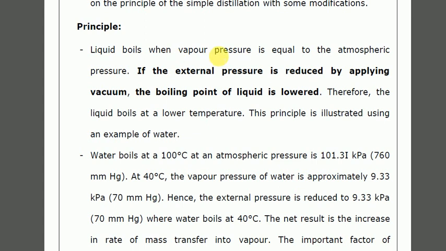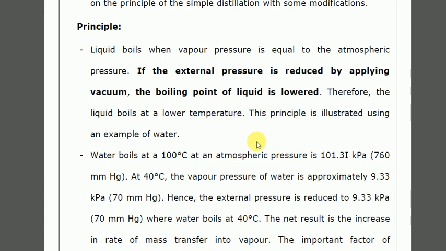Liquid boils when vapor pressure is equal to the atmospheric pressure. This is the basic logic and this is the base of distillation. Vapor pressure equal to atmospheric pressure will boil the liquid. Okay. If external pressure is reduced by applying vacuum, now what is the external pressure? The atmospheric pressure. If that is reduced, what will happen? Ultimately, the liquid will have a lower boiling point. Correct? Therefore, the boiling point of the liquid is lowered. Okay. Therefore, the liquid boils at a lower temperature.